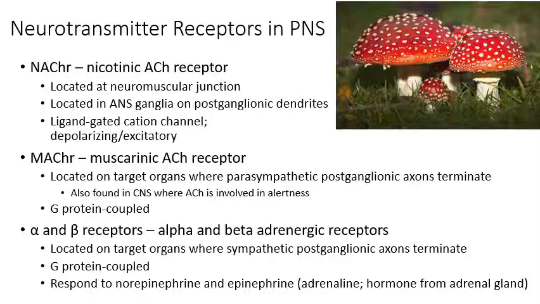Then the picture here is of the fly amanita mushroom, and that's actually the source of muscarine. So, of course, we all know what nicotine is, but muscarine, for which the muscarinic acetylcholine receptors are named, is actually derived from these pretty mushrooms.